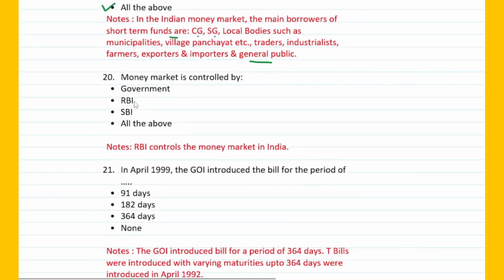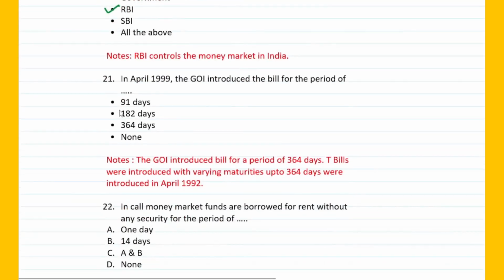Let's move on to the next question. Money market is controlled by. Now basically money market is always controlled by RBI. Hence my correct option should be option number B. Okay, now come to the next question.